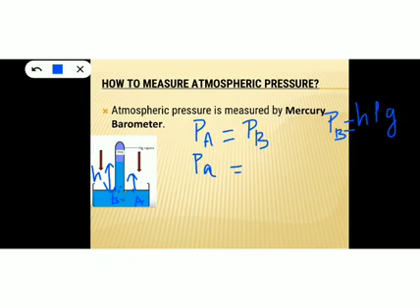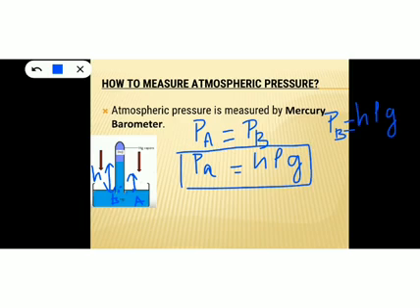Okay, so the pressure exerted by a liquid column of height h is given by h rho g. So here point B is exposed to a liquid column of height h, that is a mercury column of height h. Therefore the pressure acting at the point B will be h rho g. Okay, so we got the expression atmospheric pressure PA is equal to h rho g. So using this expression we can easily measure the atmospheric pressure. Thus mercury barometer helps us to measure atmospheric pressure.